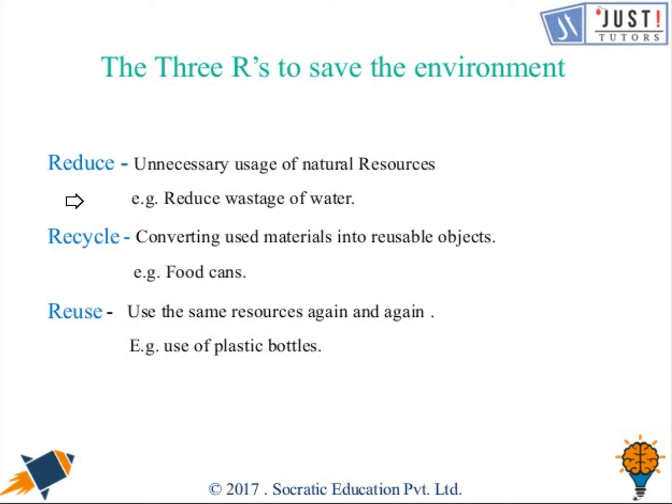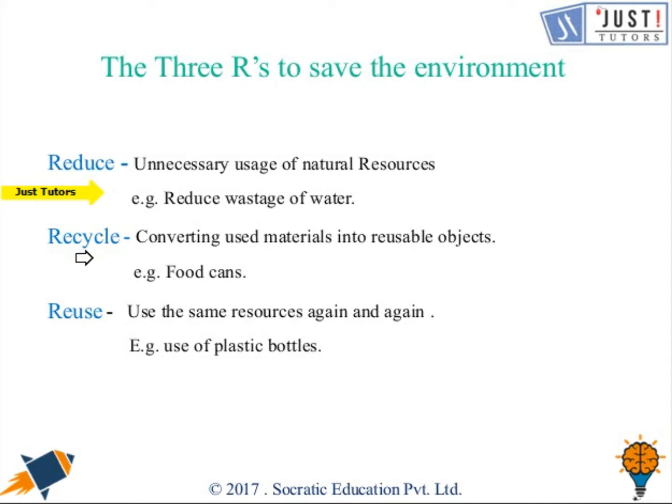The very first is reduce. It means unnecessary uses of natural resources should be avoided. We should reduce the consumption of various resources wherever possible. For example, we can reduce the consumption of electricity by switching off lights and other appliances when they are not required. While leaving the home, one should always check for fans and lights and switch them off. This can help not only in saving electricity but also in saving the fuels which are utilized in electricity production.